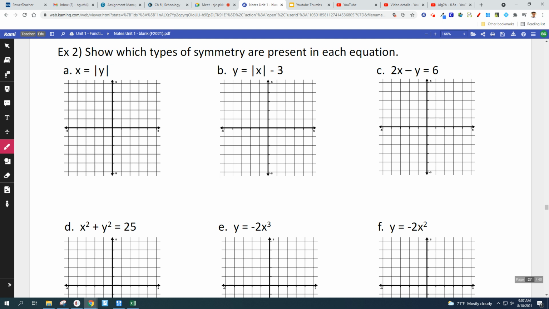X equals absolute value of y. You should know that an absolute value is a V shape, but this one's written weird because it's X instead of Y. So this one is actually a sideways absolute value. And use Desmos for help if you need to, but that's what this looks like. It's a sideways absolute value.